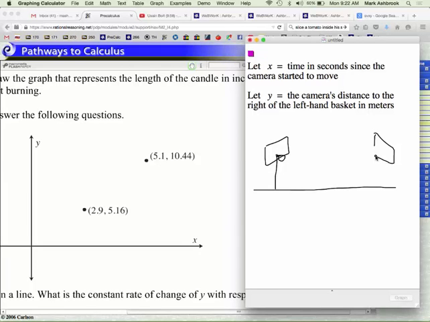Use my best quick artistry here. Thank you. That one's not good. Drooping basket. Try again. All right, better. All right. And so, what is this about a camera to the right of the left-hand basket? What is this talking about?